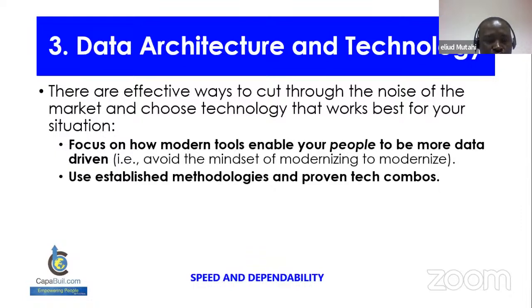So what do you need to do? You need to focus on modern tools. You enable your people to be more data-driven, so that you can avoid the mindset of modernizing to modernize. You can think about relevance, accessibility, and the performance of the technology. Relevance is about who will be using the technology and whether it will meet their needs. Technology should organize and present data in a meaningful way for the business users.